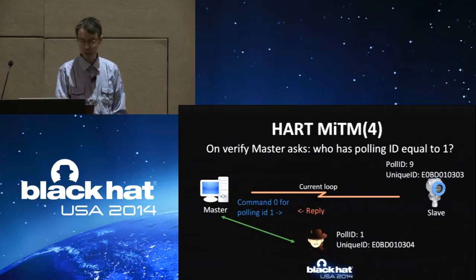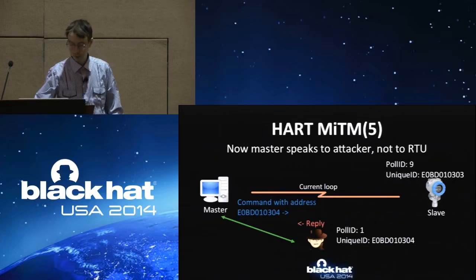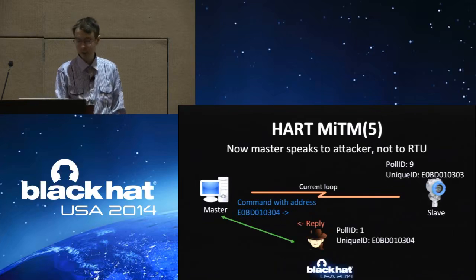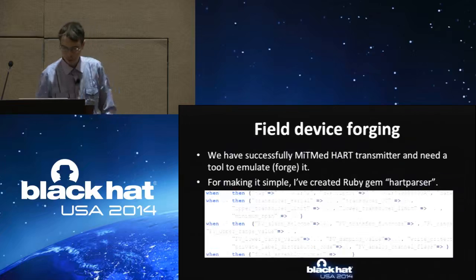Now R2 has polling ID set to 9, and when the master wakes up after the fault, he will begin polling the device again, so he will send HART command 0 to determine the slave unique ID for polling ID equal to 1. But R2 has polling ID 9, so it won't answer, no collision will occur, and now the attacker can pretend that he has polling ID 1 and answer the command with his unique ID. From this time, the master speaks to the attacker and thinks that he speaks with R2. Now the attacker can forge any HART packets and the goal of the attack is reached.